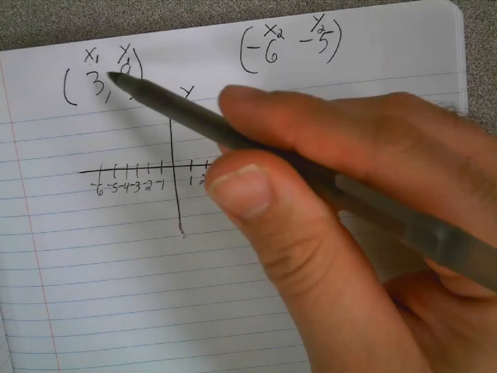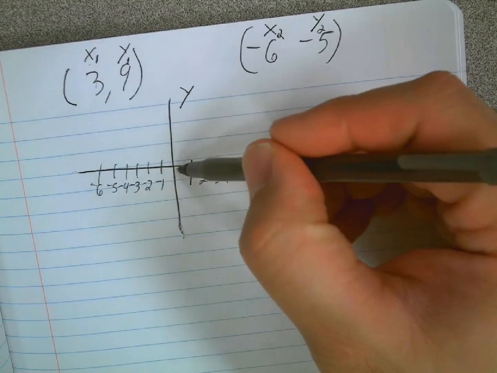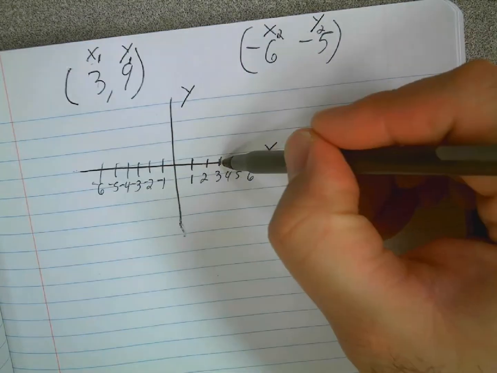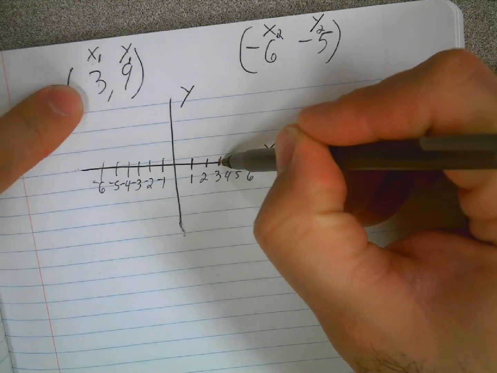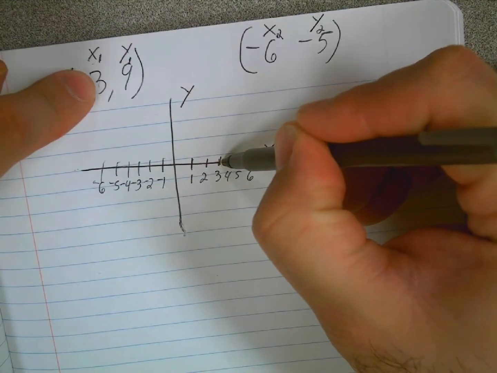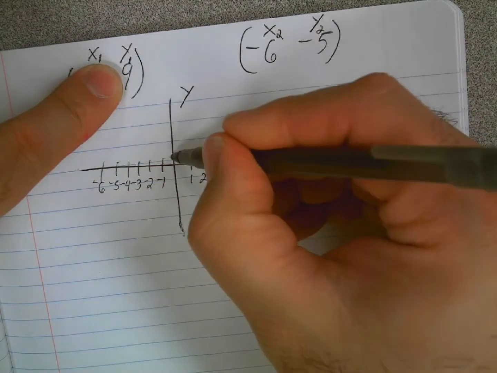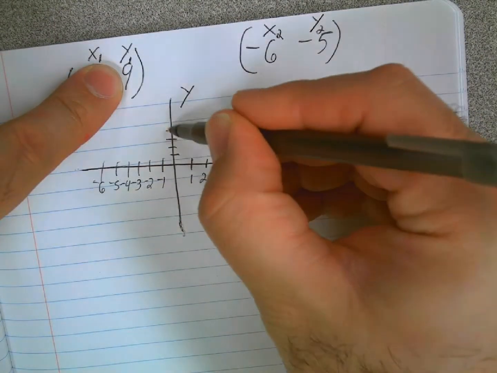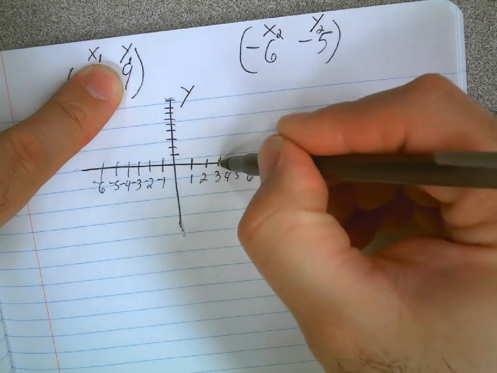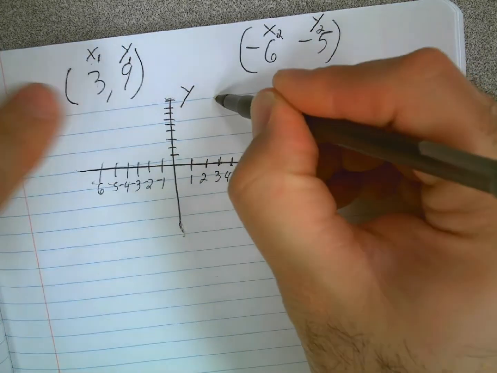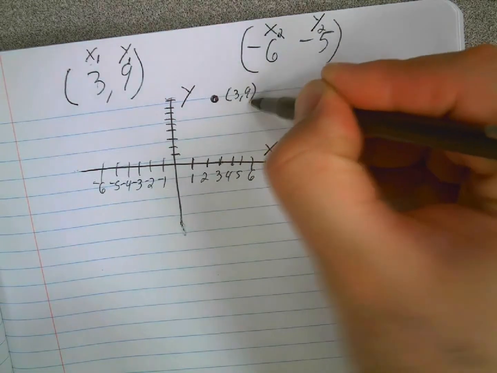All right? So first I'm going to plot my 3. Well, 3 is positive, so I'm going to go to the right 3. 1, 2, 3. Don't make that point yet, because we still have to go up. So to the right 3, positive 3, and then 9, positive 9. Positive 9 is up. So 1, 2, 3, 4, 5, 6, 7, 8, 9. 9 up. So positive 3, up 9. That's the point 3, 9. So there's my point 3, 9.